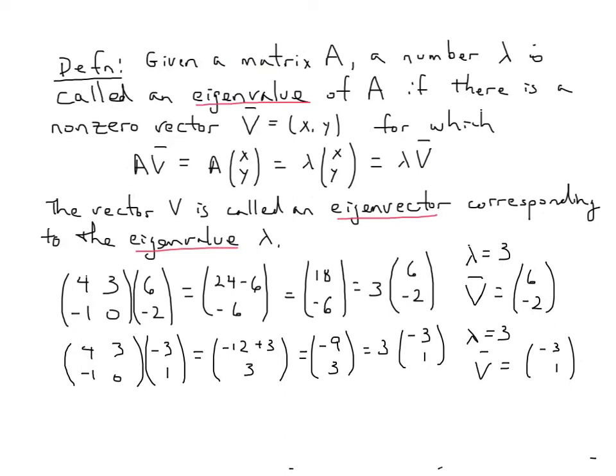Just to show that that's not true of all situations, let's just take one more example. 4, 3, minus 1, 0. If I multiply this by 1, 1, for example, I will get a 7, minus 1. And this is not a scalar multiple. There's no scalar lambda that I can multiply 1, 1 by to get 7, minus 1.